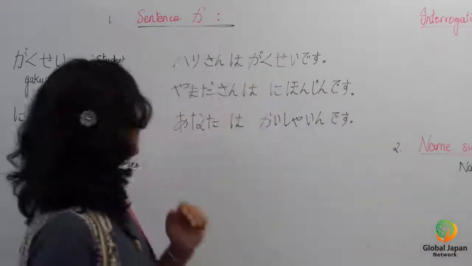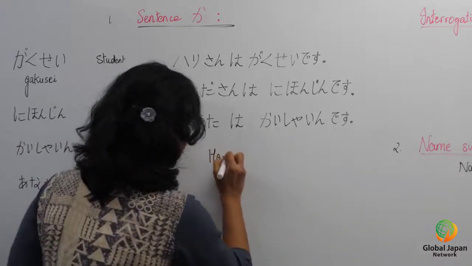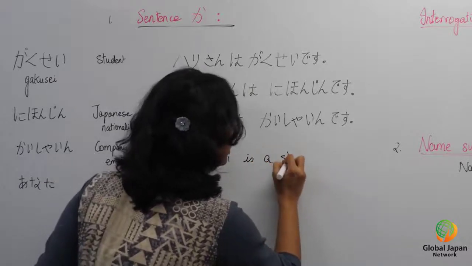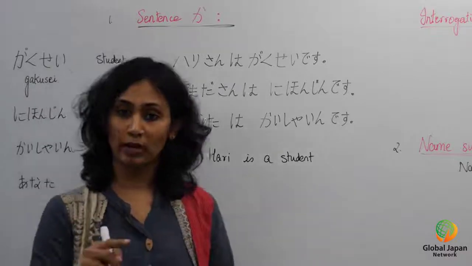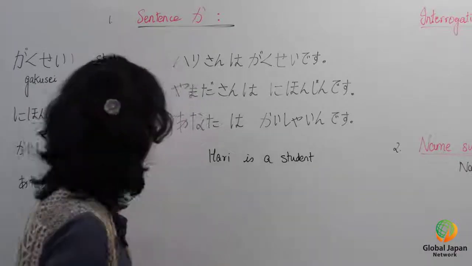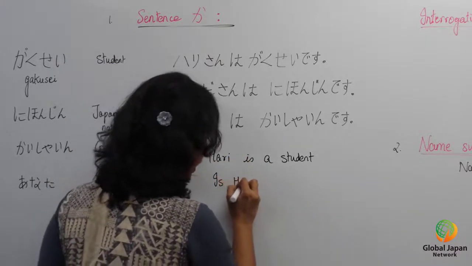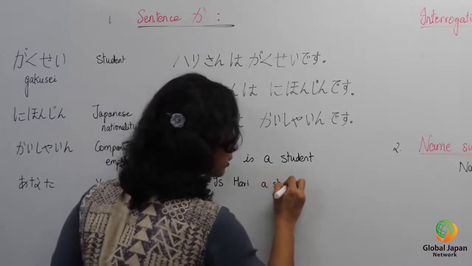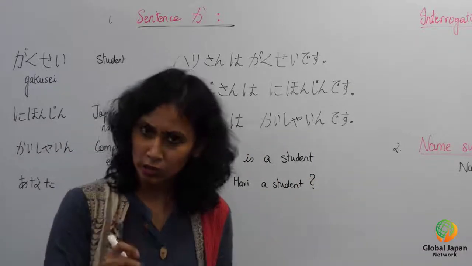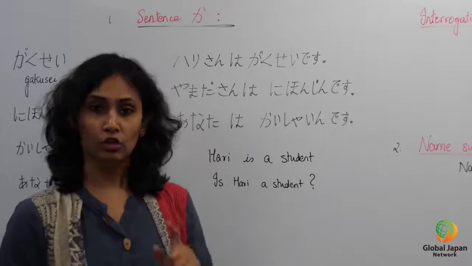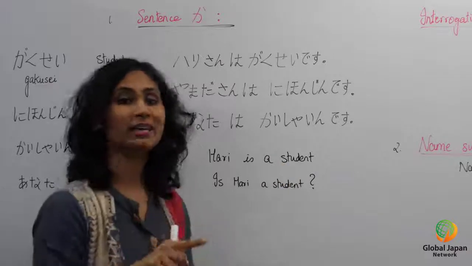In English, if we had a sentence like this: Hari is a student. If you have to make this statement into a question, how would you do it in English? It would be, is Hari a student? And it will end with a question mark. So, we have changed the word order to make it sound like a question.